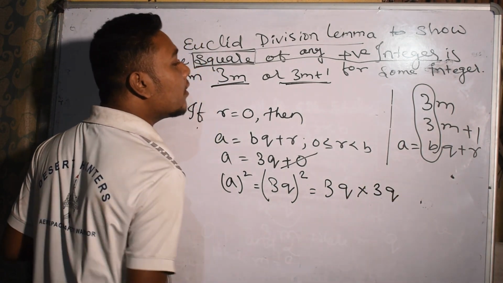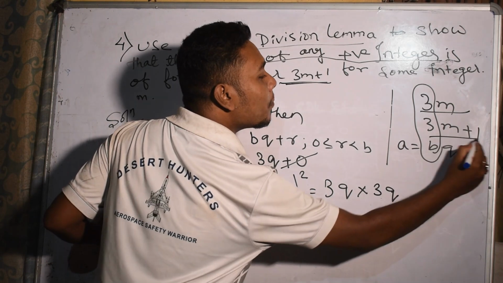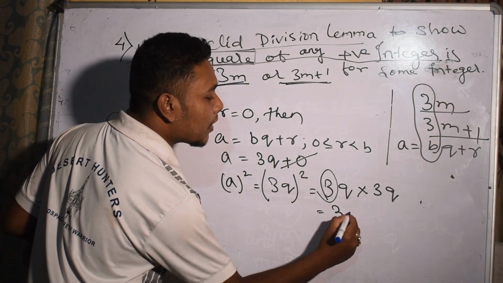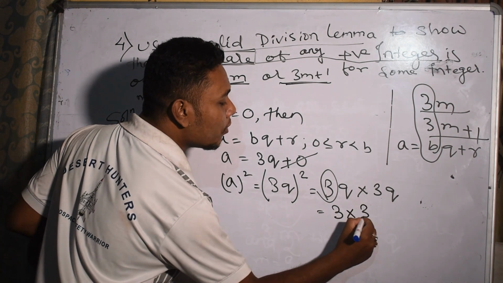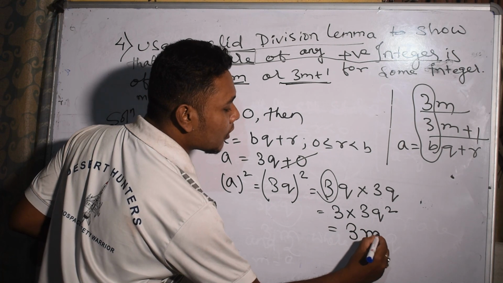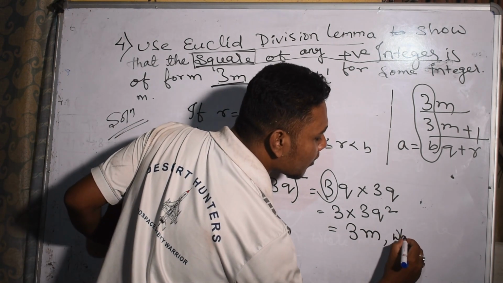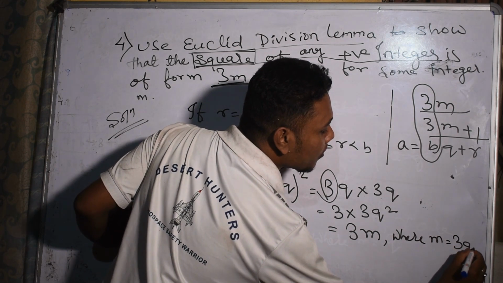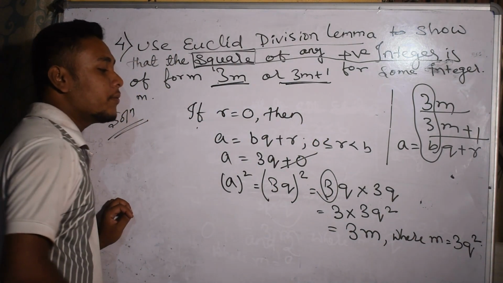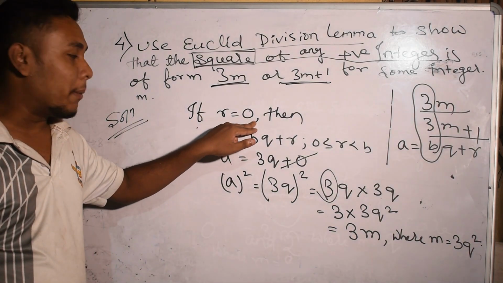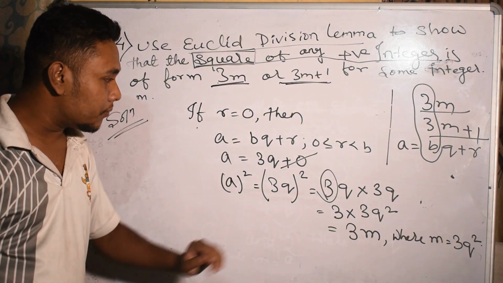So we need the form of 3m plus 1. So if I separate 3, it becomes 3 into 3Q square, which is equal to 3m, where m is equal to 3Q square. Okay. So I hope that for R equal to 0, you have understood this part.